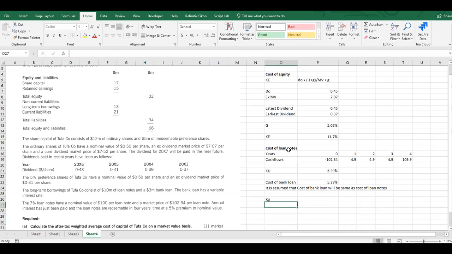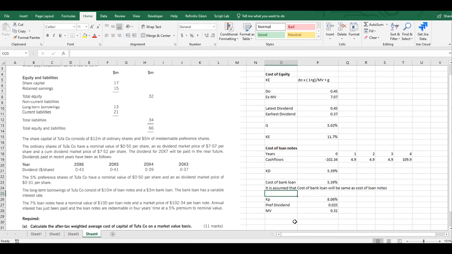अच्छा जी, प्रेफरेंस इंशाल्लाह. डिविडेंड देखें कितना है? 5% है. 5% प्रेफरेंस शेयर ऑफ $0.5. प्रेफरेंस डिविडेंड, 0.5 is the par value into 5%. 0.025. And market value is 0.31. So KP is preference dividend over market value.